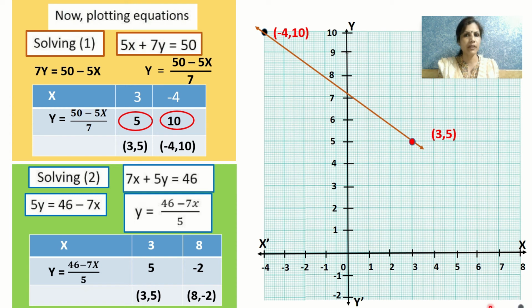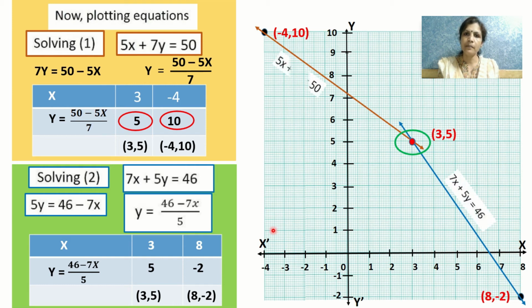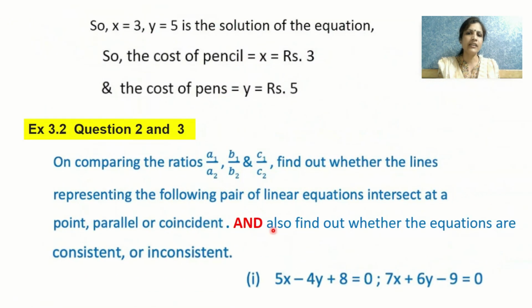quadrant in this manner. We'll draw a line passing through these 2 points also, and we'll observe that both the lines intersect each other at this particular point, and that is (3, 5). As I said, do not forget to write the equations on the line in this manner. So we get the answer, and our answer is x is equal to 3 and y is equal to 5, is the solution of the equation.